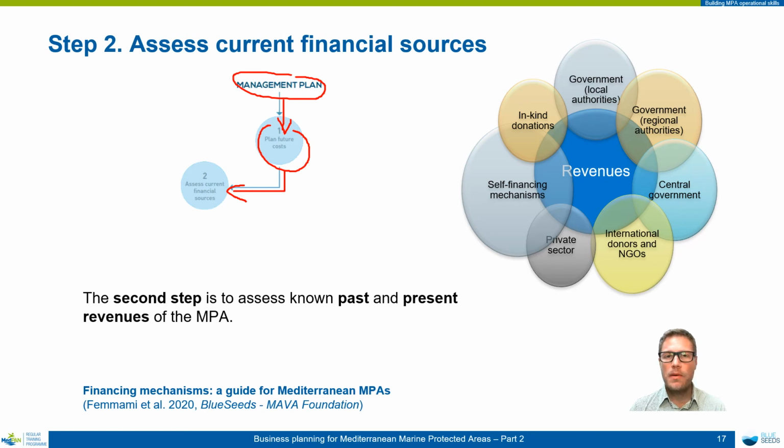Well, your MPA may have different types of revenues. It might have government revenues from local authorities, government revenues from regional authorities or from the central government. It might have revenues from international donors or NGOs. It might have revenues from the private sector. It might have self-financing mechanisms. And it finally might have donations. So all these different types of revenues need to be carefully listed and put together in a table.